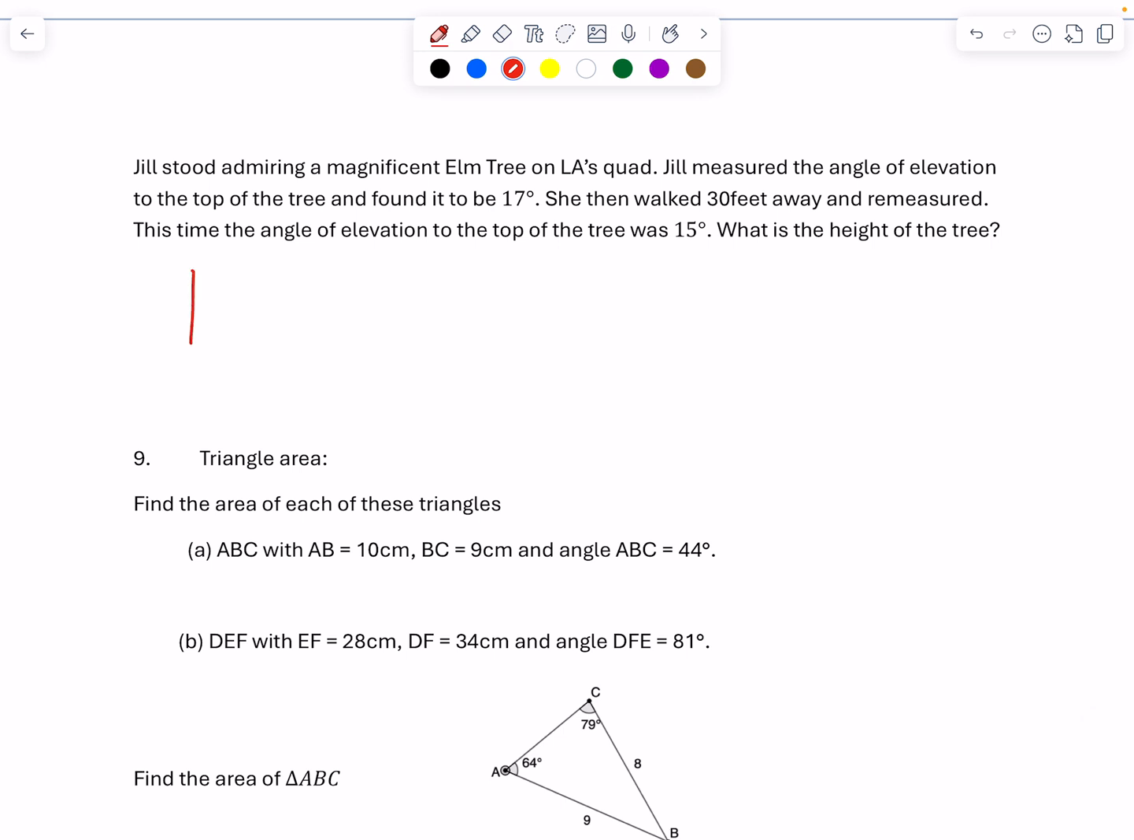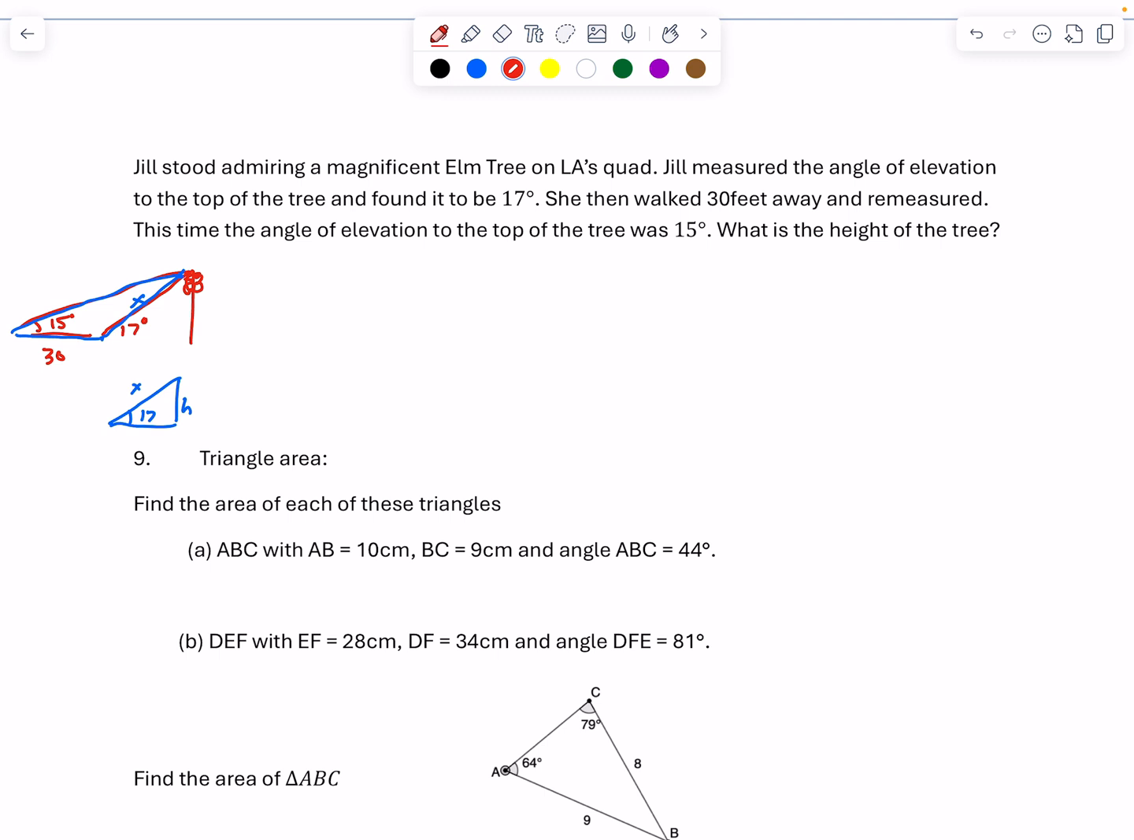One tricky problem. We've got an elm tree. And she finds an angle of 17 degrees. Then she goes 30 feet further away, and then the angle is 15 degrees. So what we're going to do is do this in two steps. First, we're going to look at this triangle and figure out what this is. And then we will look at this triangle and figure out what the height is.